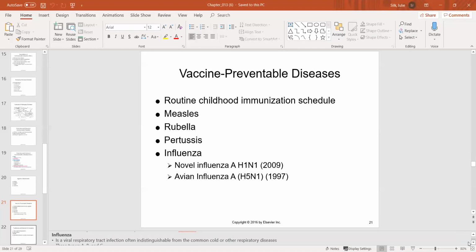And then we're all familiar with influenza. So this is a viral respiratory tract infection that's often indistinguishable from the common cold or other respiratory diseases. There's 3 types. So we have A, B, and C. H1N1 is a type of influenza A, which was really popular back in 2009. And then, of course, we have these flu shot campaigns where we try to get people to go and get the flu shot so we don't have these big outbreaks of these things. And then, back in 1997, we had the avian flu, that influenza A.